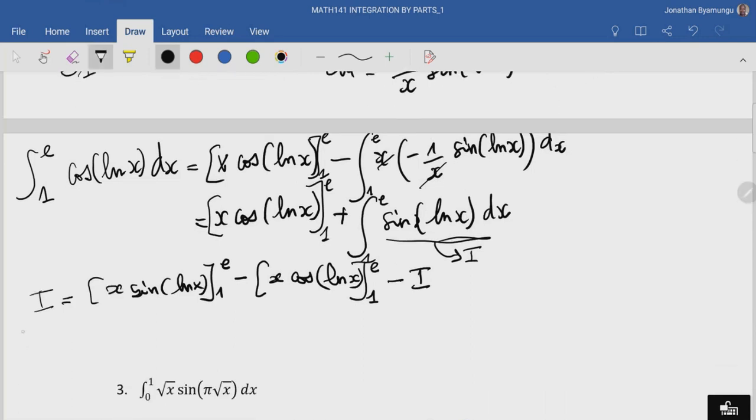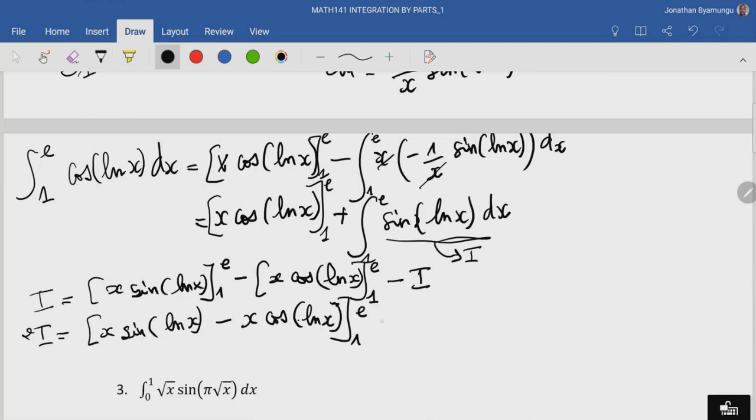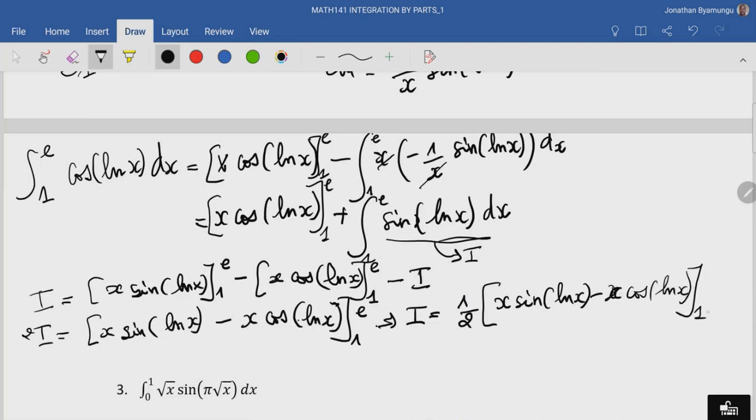Now taking the I to the right hand side, we have 2I is equal to x, and putting all of this under the same brackets, we have x sine of ln of x minus x cos of ln of x, all evaluated between 1 and e, and this just means that I is equal to 1 over 2 times x sine of ln of x minus x cos of ln of x evaluated between 1 and e.